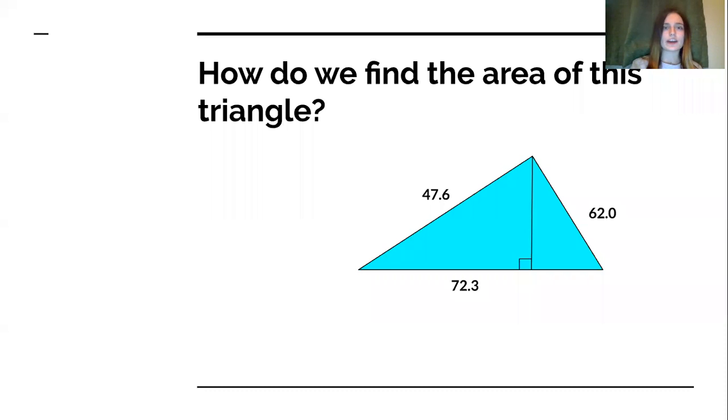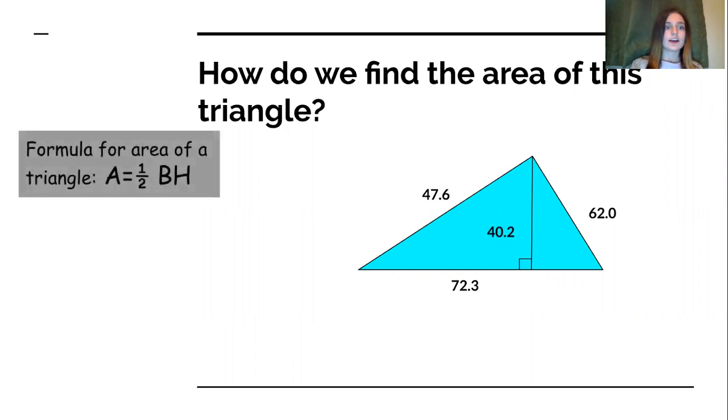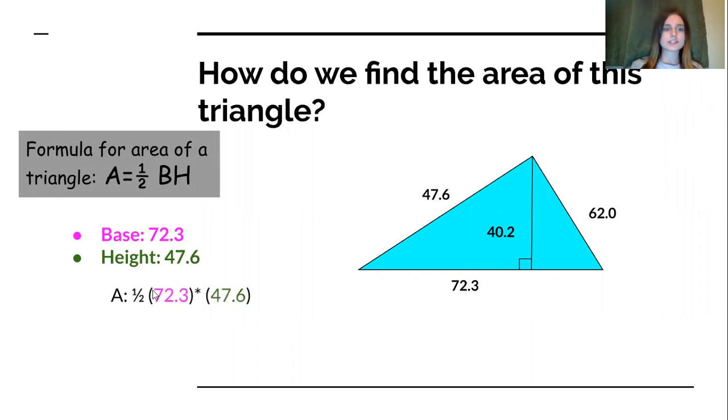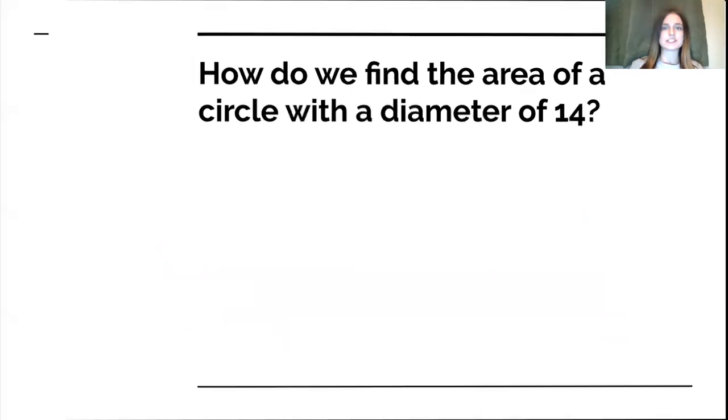So to find the area, we have to know the formula to find the area of a triangle, which is area equals 1/2 base times height. So our base and height are given to us. Our base is 72.3 and height is 47.6. So we would plug in our numbers. Area equals 1/2 times 72.3 times 47.6. And that is equal to 1,720.74. Let's go to question 2.